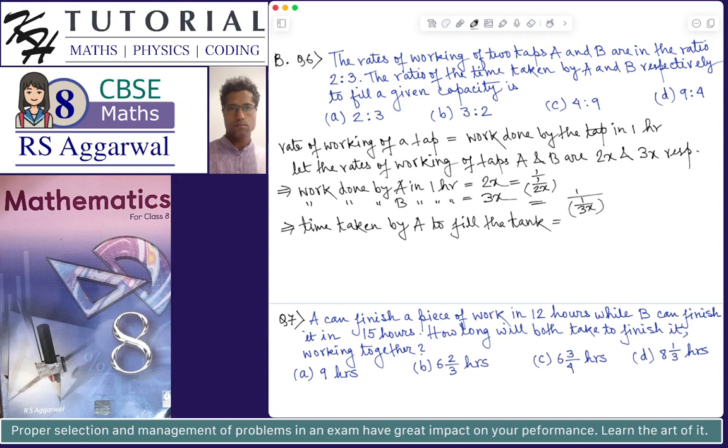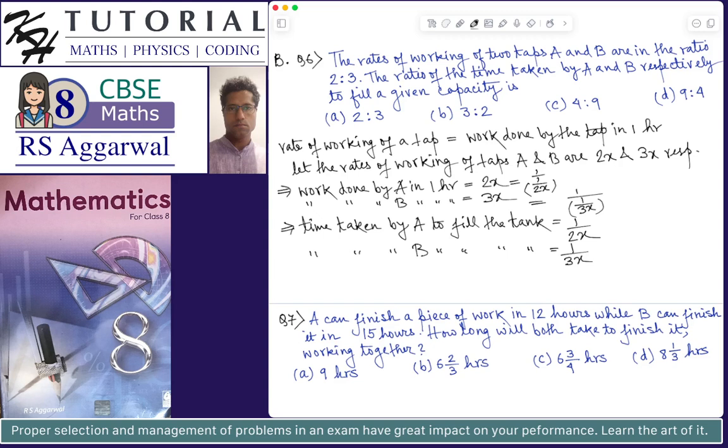So, now we know that the work done by A in 1 hour is 1 by 2x, so we can say the time taken by A to fill the tank will be 1 by 2x. Similarly, the time taken by B to fill the tank will be 1 by 3x. So now we have to find the ratio of 1 by 2x and 1 by 3x. The question is asking the ratio of the time taken by A and B respectively to fill a given capacity. Now, given capacity you can consider it as a tank.